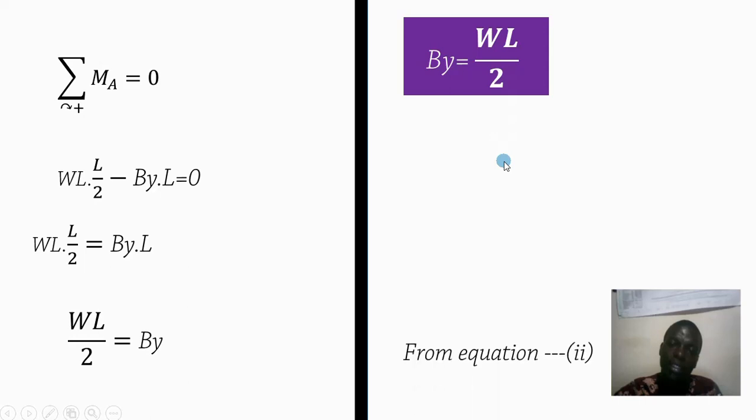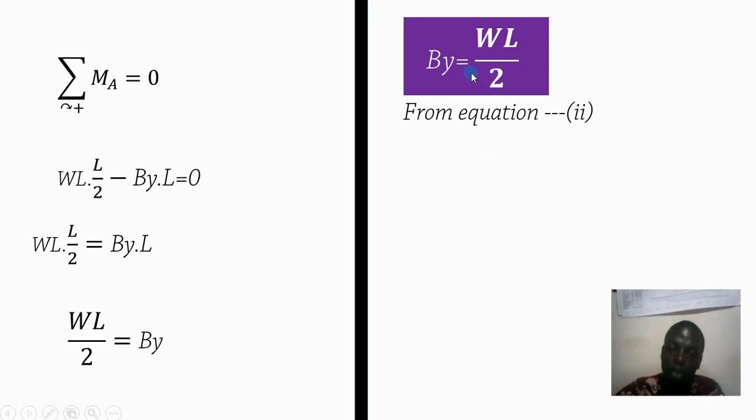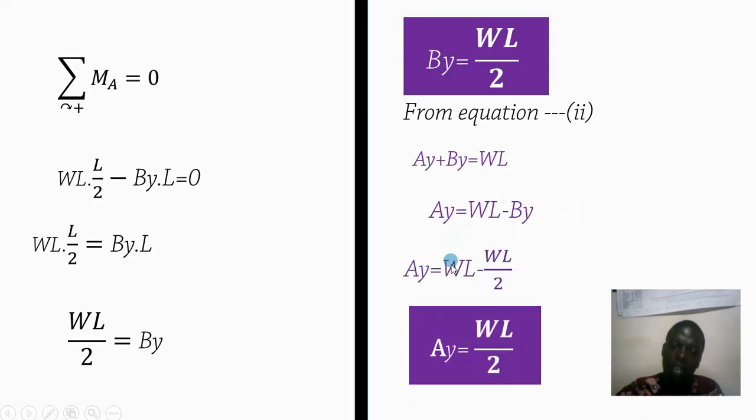out of 2. Now, since we have that value for By, we can also find Ay from equation 2. And since the equation is Ay plus By equal to WL, then we can get Ay as WL minus By, and Ay is equal to WL minus WL out of 2. Therefore, Ay is equal to WL out of 2.